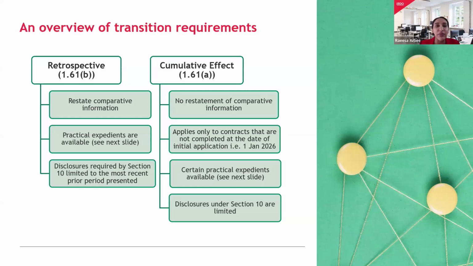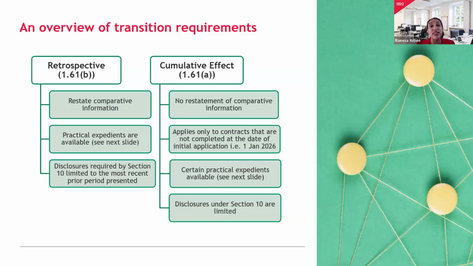And there are some practical expedients that we'll talk about on the next slide. So retrospective, I've always applied these new rules. The next option is a cumulative effect method, whereby comparative information is not restated and rather the revised Section 23 is applied at the beginning of the current period.